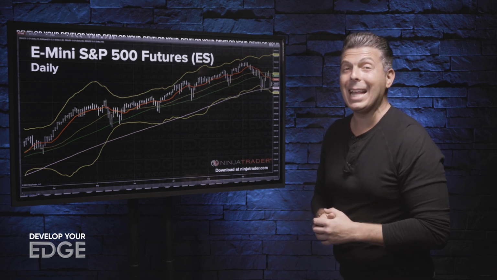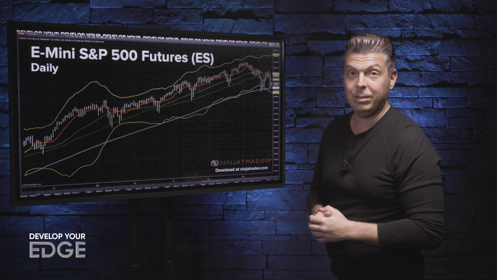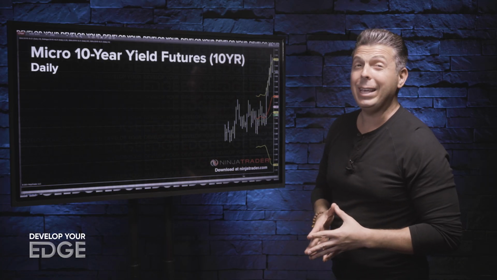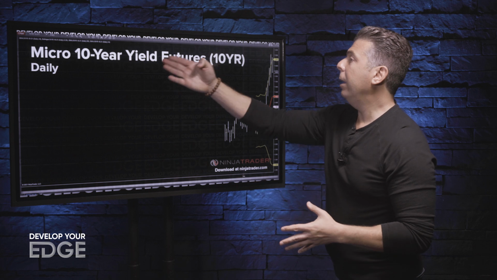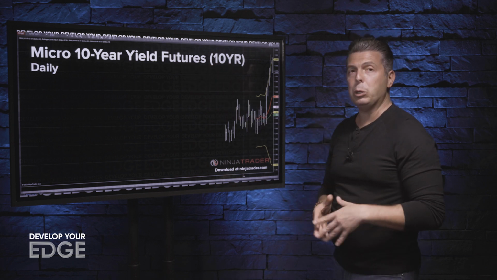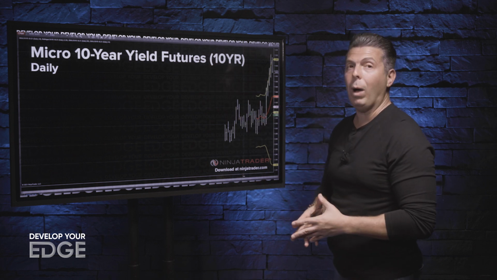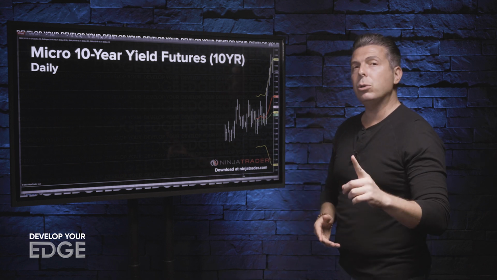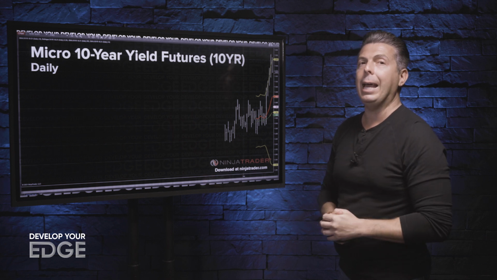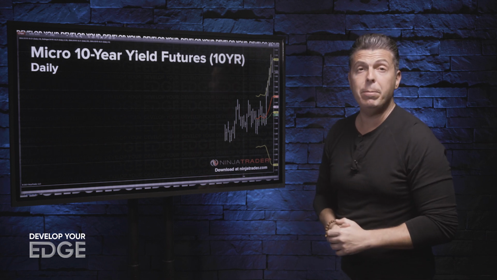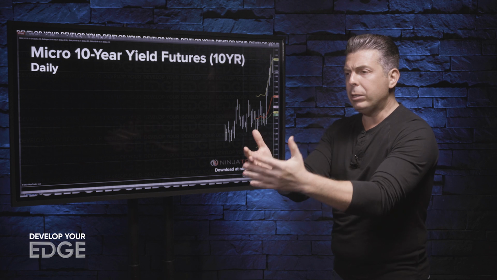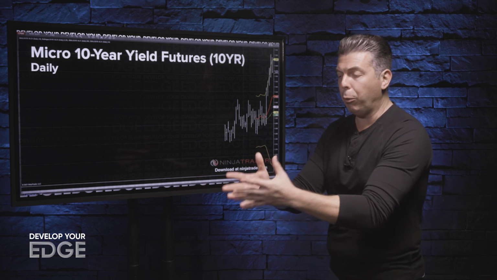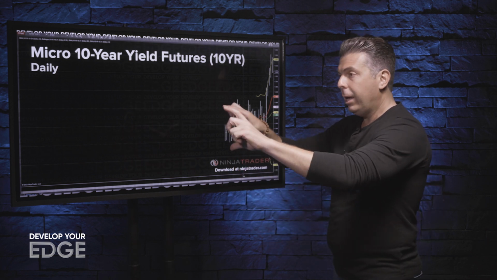Let's now go and look at the micro 10-year yields. In the tweet, I talked about how the yields are now popping. Here we are with the micro 10-year yield futures, which I've been pulling up at symbol 10Y. And what I'm seeing here is also something I'm keeping a close eye on for confirmation for the E-mini S&P and E-mini Nasdaq.